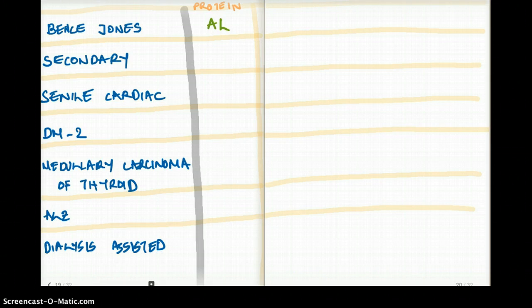Okay. So let's first start with Bence-Jones type. Bence-Jones amyloidosis deposits something called AL, okay, and these AL proteins are derived from immunoglobulin light chain. Another way you can remember is that AL has the L in it, and L can stand for light chain. Now let's talk more about the Bence-Jones type of amyloidosis.